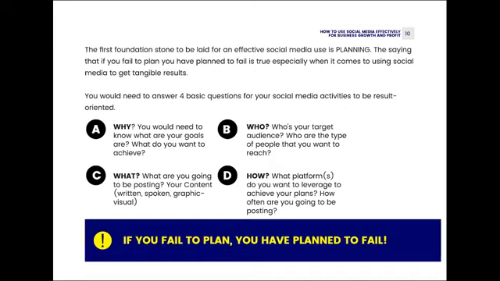The first foundation stone to be laid for effective social media use is to have a good plan, a strategic plan. There's a saying that if you fail to plan, you are planning to fail. And that is true, especially when it comes to getting tangible results from your social media. Like I said, there are four basic questions that you need to answer to have a result-oriented social media. They are like your social media objectives. Answering these four questions will help you to know exactly how you are going to succeed.